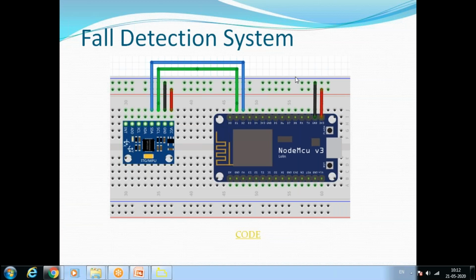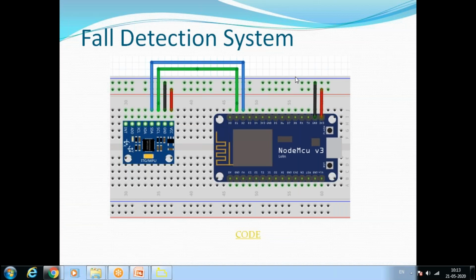When we use the I2C protocol, it has two wires. Only two wires are used to establish communication between the host and the device. Here we have only one SDA, meaning serial data, and one SCL, serial clock.